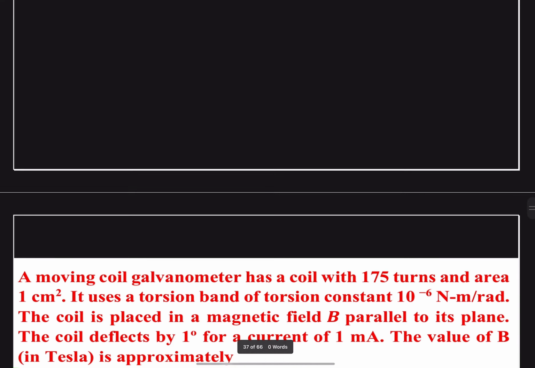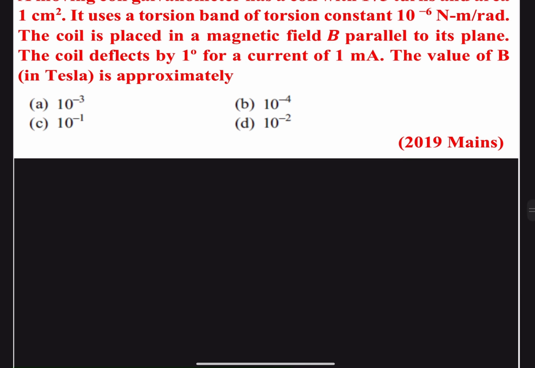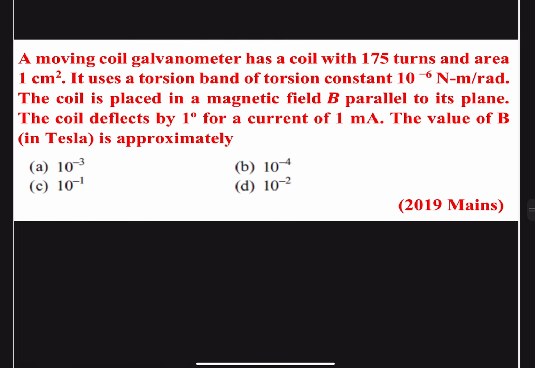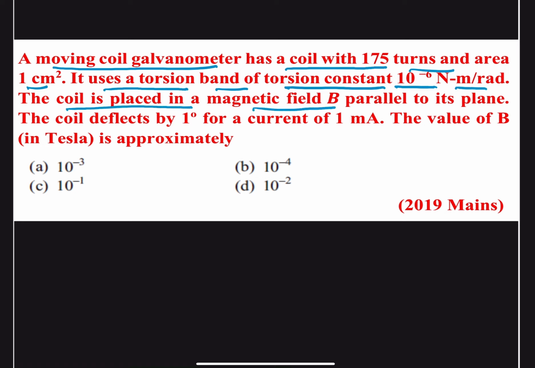and here we are given that a moving coil galvanometer has a coil of 175 turns and area is 1 centimeter square. It uses a torsion band of torsion constant 10 to the minus 6 Newton meter per radian. The coil is placed in a magnetic field B parallel to its plane. The coil deflects by 1 degree for a 1 milliampere current. The value of B is approximately equal to. So here we are going to find out what will be the value of B.